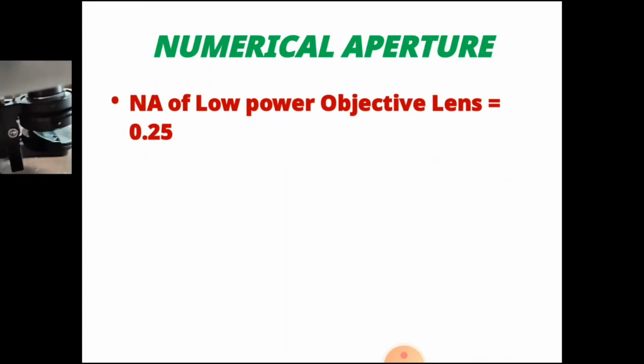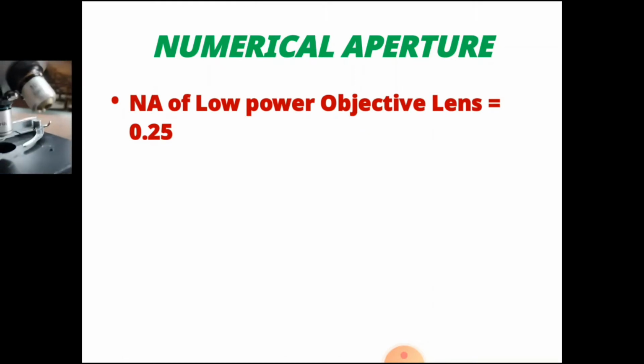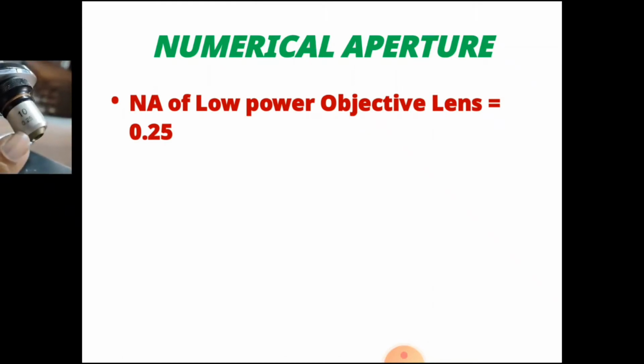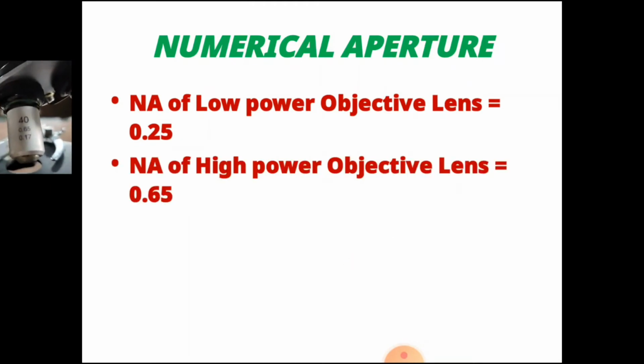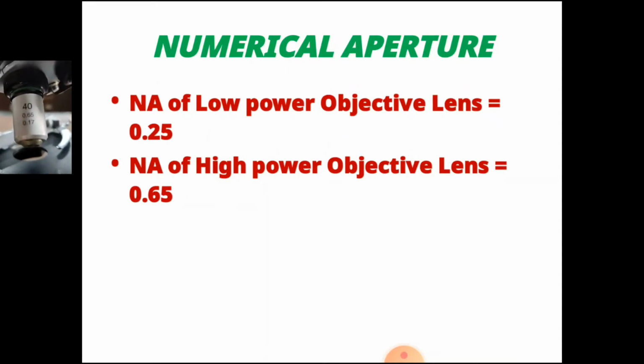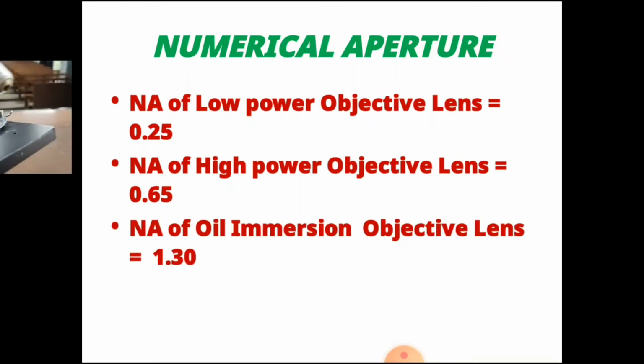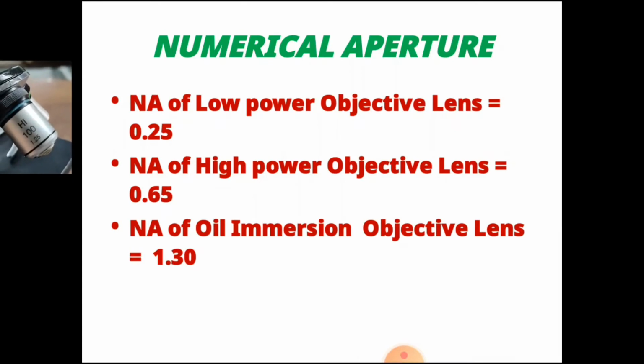The numerical aperture of the low power objective lens is 0.25. Here it is written as 0.25. The numerical aperture of the high power objective lens is about 0.65. Here it is written as 0.65. The numerical aperture of the oil immersion lens is 1.30. Here it is about 1.25.